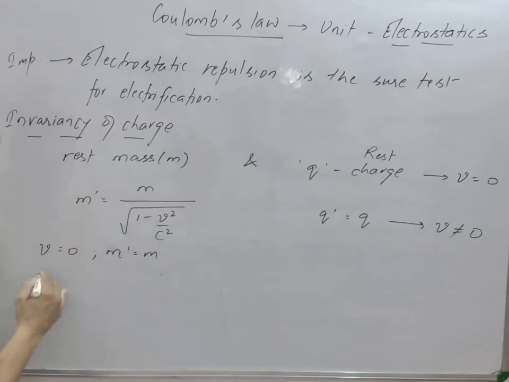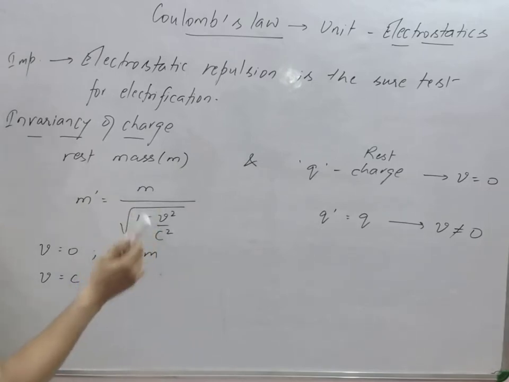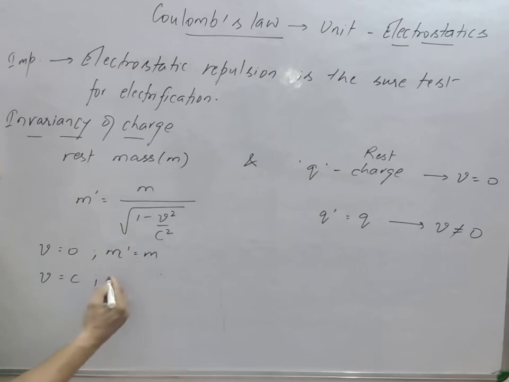Now let us take an example where the speed of the body is equal to c. Put v equal to c in the above formula. If you do that, c square by c square will be 1. 1 minus 1 will be 0. Square root of 0 is 0, and anything upon 0 is infinity. So m dash comes out as infinity.